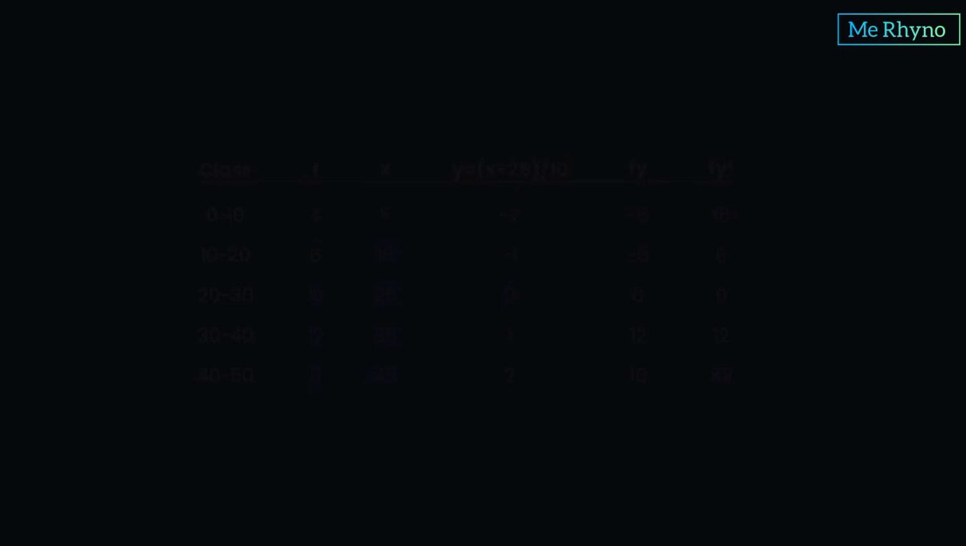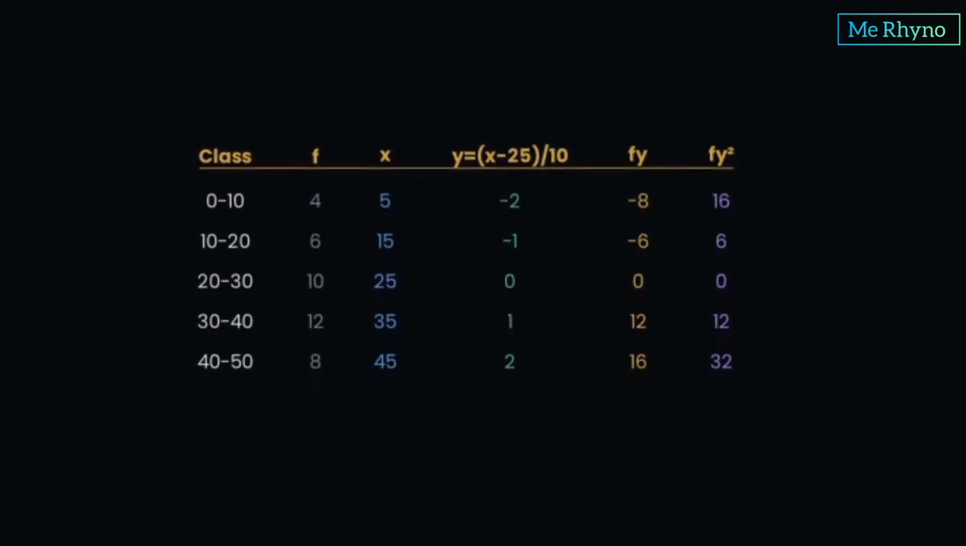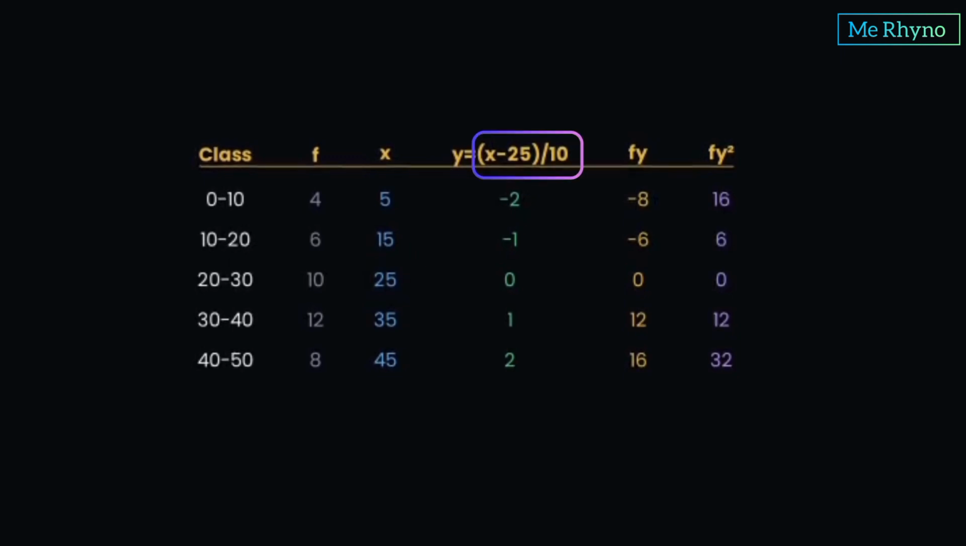Now remember, to get the assumed mean, we pick any value from the midpoints, and in my case, I've picked 25. So to get y, it is x minus 25 over 10. So for the first value of y, it shall be 5 minus 25 over 10, and that gives us negative 2. For the second value, it shall be 15 minus 25 over 10, and that gives us negative 1. We do the same for the whole row.